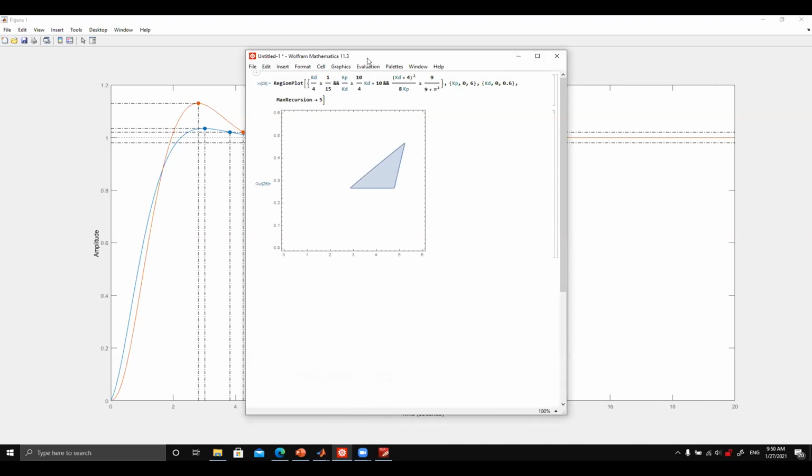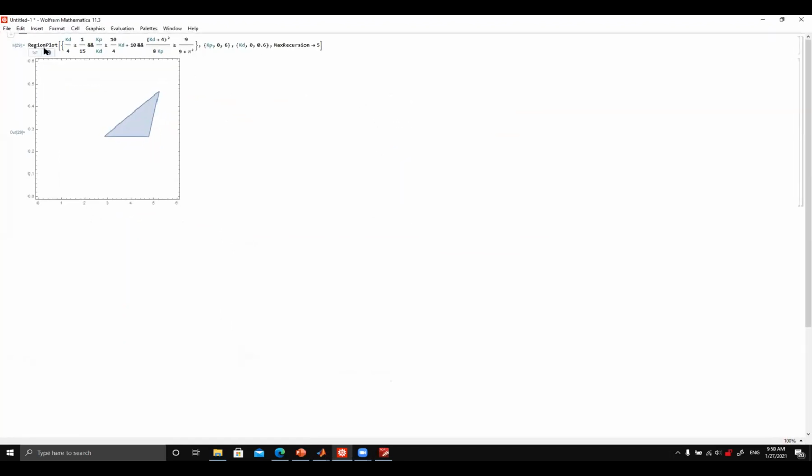So this is Mathematica. It's a freely available tool for UCI students from Wolfram, and it has this function called RegionPlot. RegionPlot takes in logical expressions and a range of values in terms of variables. In this case, we have KD and KP, and it basically computes the area in the plane that satisfies all logical conditions together. In this case, we have these three expressions. Let me first show you the plots of the regions so that you understand what I'm talking about.